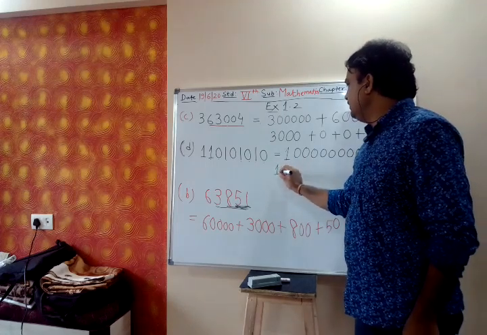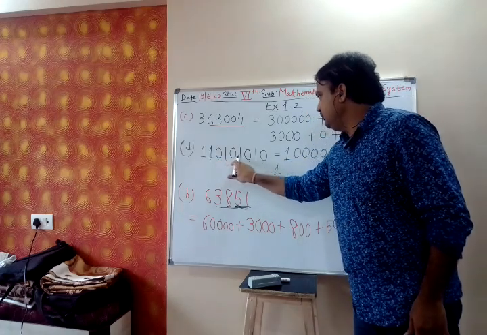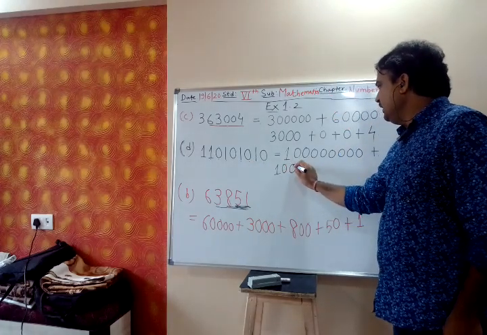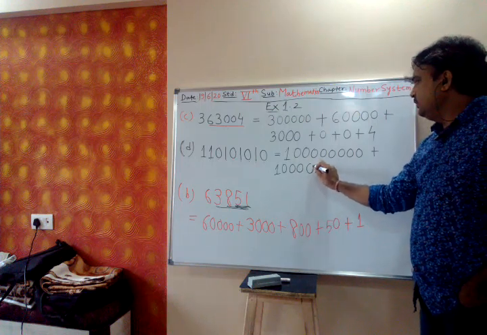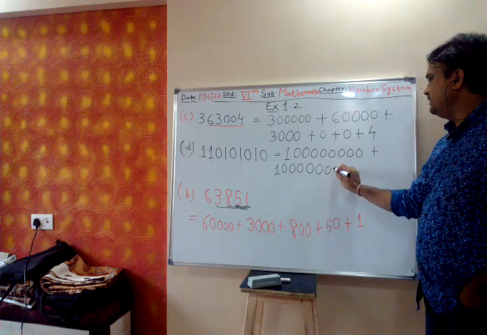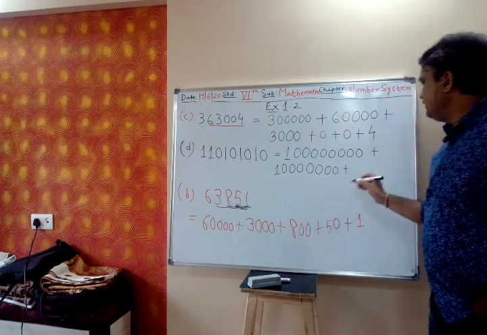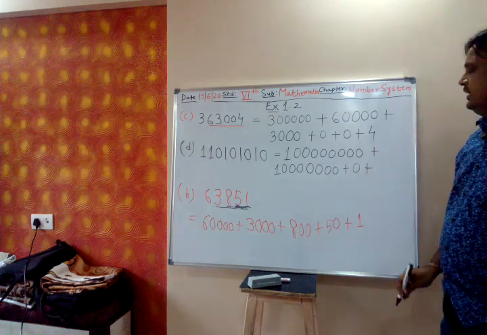Plus 1 again. After this 1, there are how many zeros? 1, 2, 3, 4, 5, 6, 7. I will write 7 zeros after this. Plus this 0, I will simply write 0.